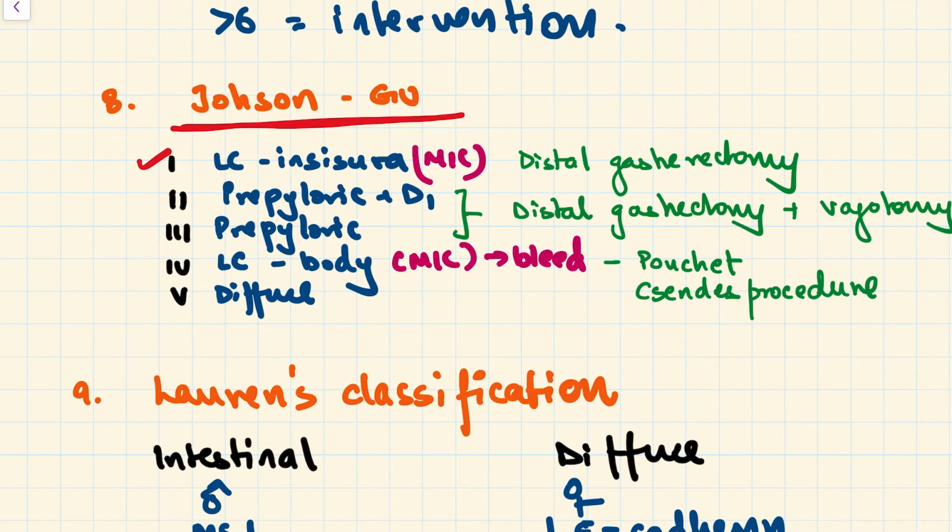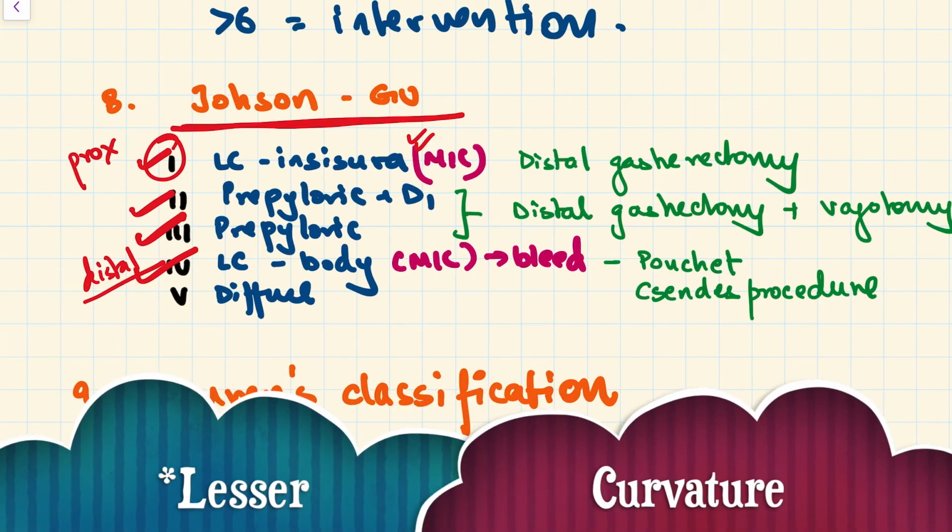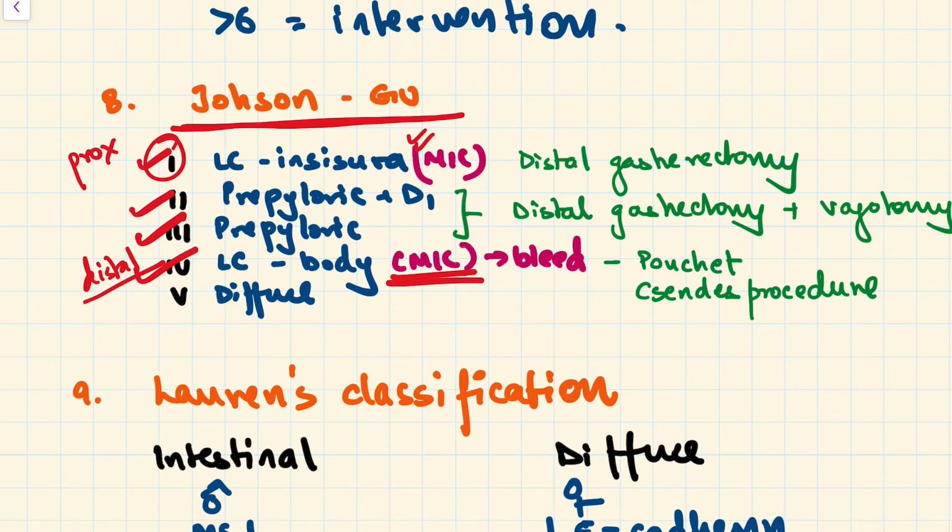First is along the lesser curvature, that is at incisura, and this is the most common site, right? Second is pre-pyloric along with involvement of the first part of the duodenum. Third is pre-pyloric. Fourth is again along the lesser curvature but in the area of the body, that is type 1 will be more proximal, while type 4 will be a bit distal to it, but both are along the greater curvature, right? And the type 4 ulcer, it is the most common gastric ulcer to bleed, all right? And finally type 5 is diffuse gastric ulcer.